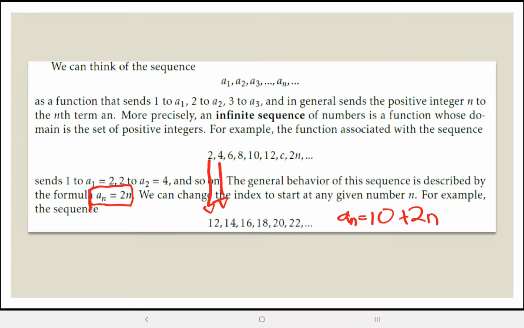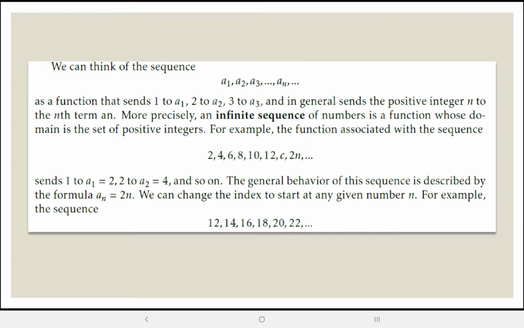Okay? Basically, para lang siyang function talaga. Hinahanap natin yung function na nagre-result dito. Pero instead of several points, ang kino-consider lang natin na input values ay set of positive integers. Okay?